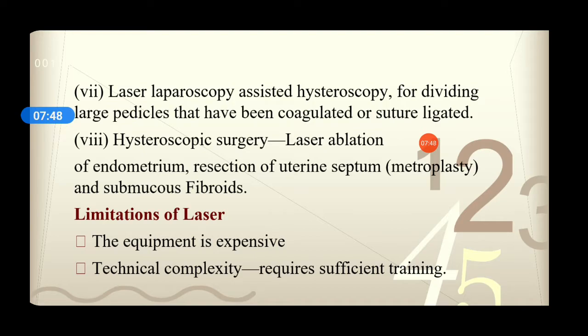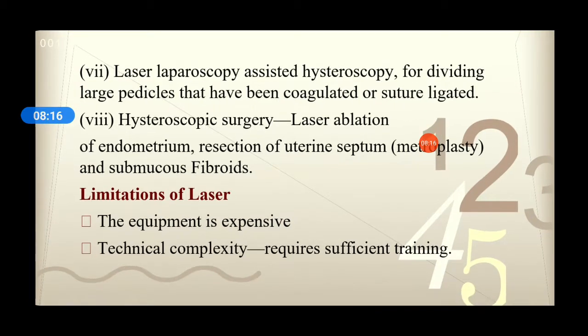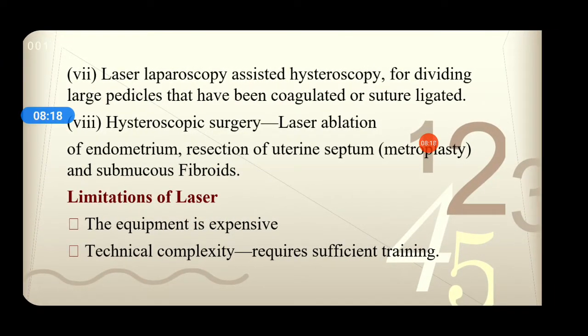This is called laser ablation of the endometrium under hysteroscopic visualization, hysteroscopic guidance. That means we are visualizing the endometrial cavity with the help of a hysteroscope, and simultaneously we are doing laser ablation under the hysteroscopic guidance. Resection of the uterine septum, this procedure is called metroplasty. For performing metroplasty, we can use laser beams. And submucous fibroids which are present inside, again under the hysteroscopic view we can visualize them and cut them with the help of laser beams.